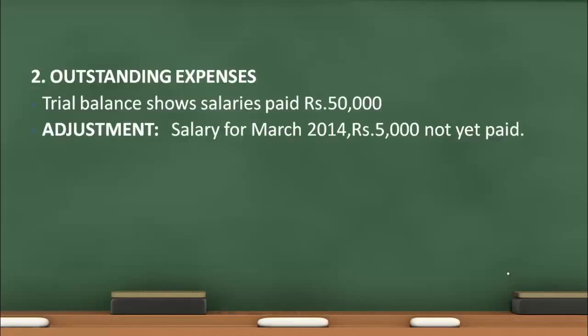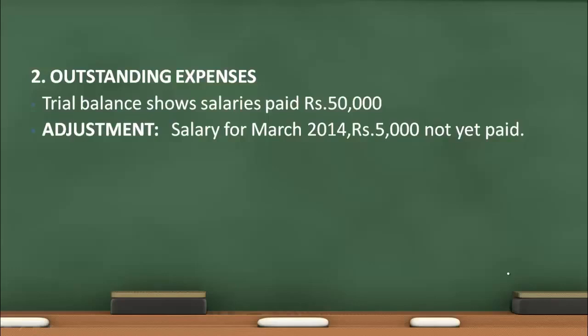Students, this is the second adjustment in final accounts, that is outstanding expenses. Trial balance shows salary paid rupees 50,000. Adjustment says salary for March 2014 was not paid. The amount is rupees 5,000. Students, this is the concept with which we have introduced the concept of adjustment.